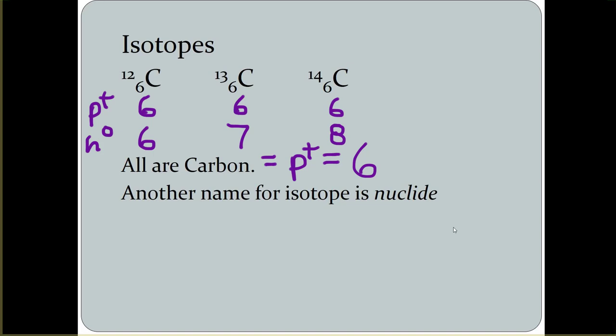Now, when you look at the average atomic mass of carbon, it's not just 12. It's a little bit more than that. It's 12.011. And so that's telling us that most of the isotope is carbon-12, but we do have a little bit of that carbon-13 and carbon-14, so it makes its average atomic mass be a little bit higher than 12.